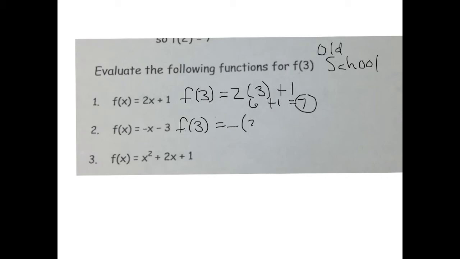On number 2, f of 3 equals, you still got to have the negative. You put what you're plugging in in parentheses, so the opposite of 3 minus 3. Well, the opposite of 3 is negative 3, minus 3 is negative 6.